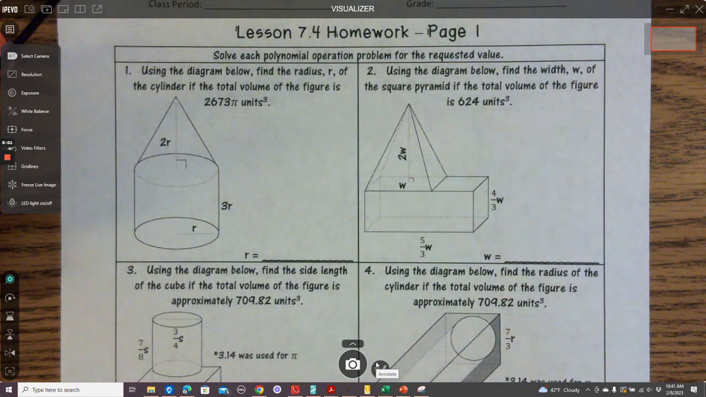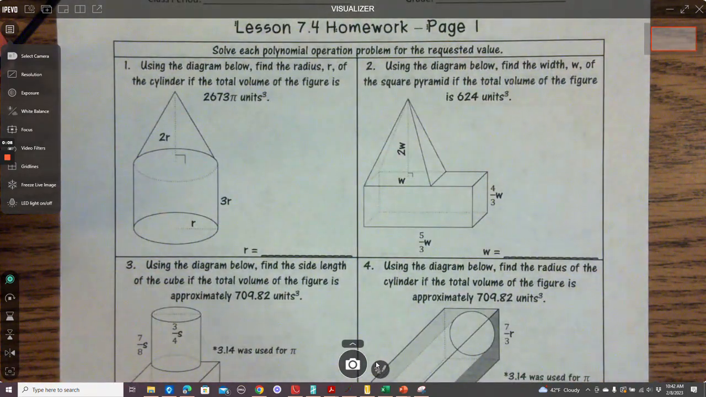This video is for the lesson 7.4 homework. This is the applications of polynomial operations. So we're going to be adding functions, subtracting functions, multiplying functions in real world situations.